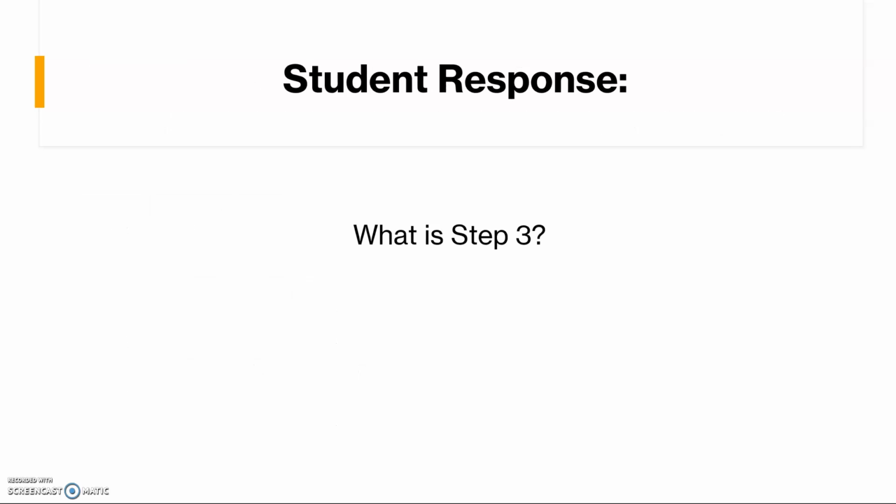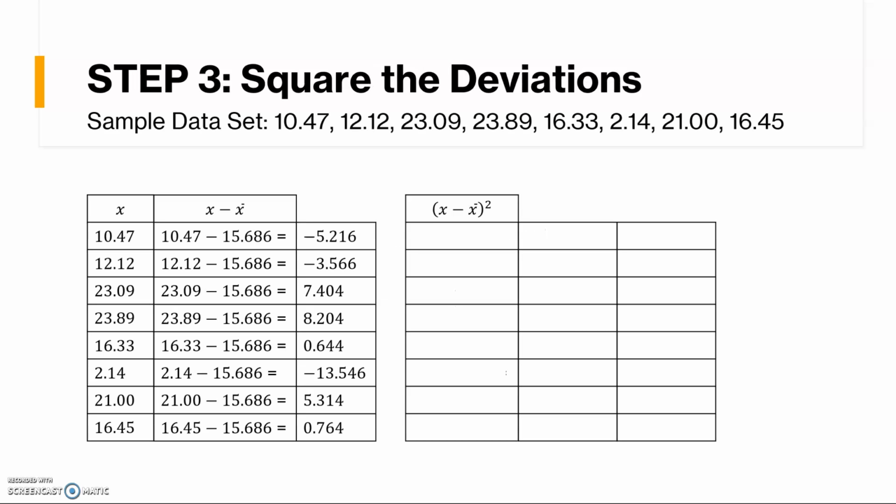Okay, what is the third step? Go ahead and calculate this step on your own. So the third step is to square the deviations.